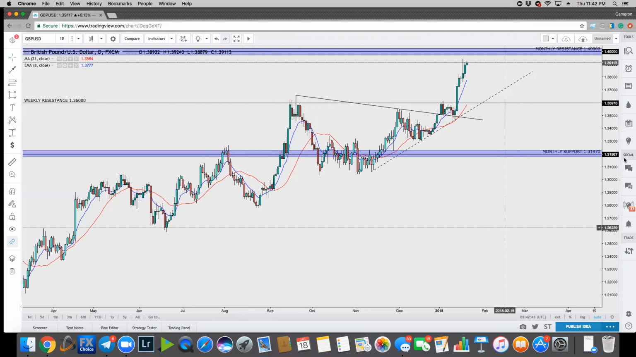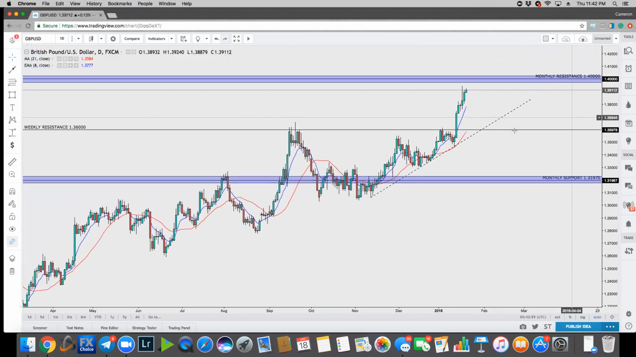But with pound USD, let's look at this. Let me get rid of this because it's no longer valid. This trend line still is though. So obviously we're heading on up aggressively, and honestly it's probably just going to keep going up into monthly resistance up here at 1.4, which once again is a psychological level that everyone needs to pay attention to. So pound USD, I would not mess with this thing right now. If you're not already in a buy position, I would not mess with it.